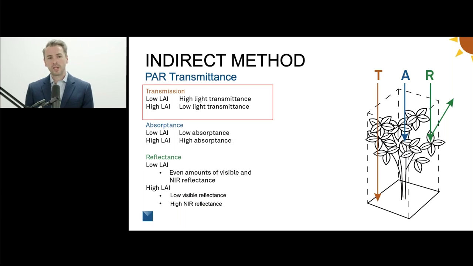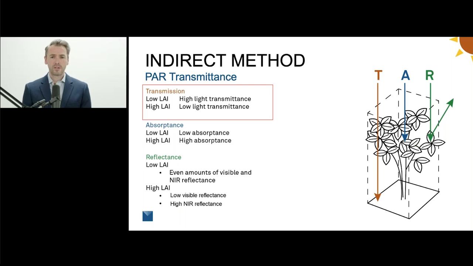So just to kind of orient ourselves again with what we're talking about with transmitted light and LAI, if you have a low LAI value, that means you've got a very thin canopy. You don't have a lot of leaf material in your canopy, which means less light is going to be absorbed or reflected by that canopy, so most of it's going to be transmitted. So low LAI means high light transmittance. Well, when you have a fuller canopy, you're going to have high LAI, a lot of leaf material in the canopy, and that means less light is going to be transmitted.